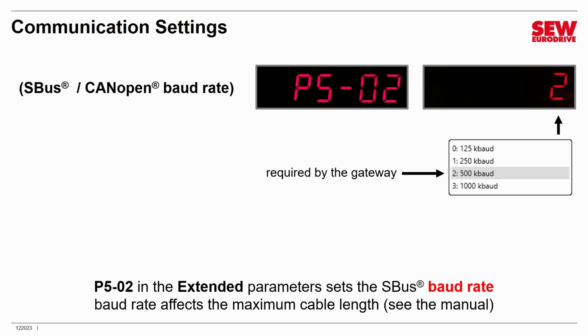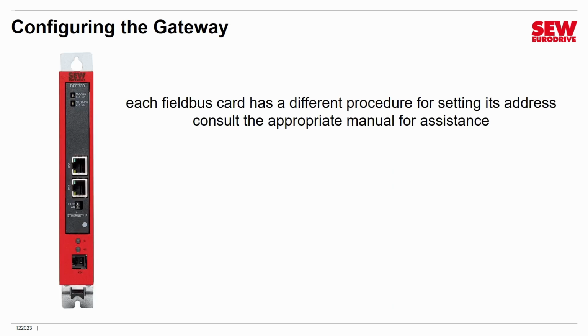The cable length on the other side depends on the standard you're using, which is usually Ethernet. If you have any questions about cable length, see the manual. It lists the baud rate and it lists the maximum cable lengths for that speed. Now, I'm going to mention this right here. Each Fieldbus card that you could put in your gateway has a procedure for setting up its address. You need to consult the appropriate manual for assistance.